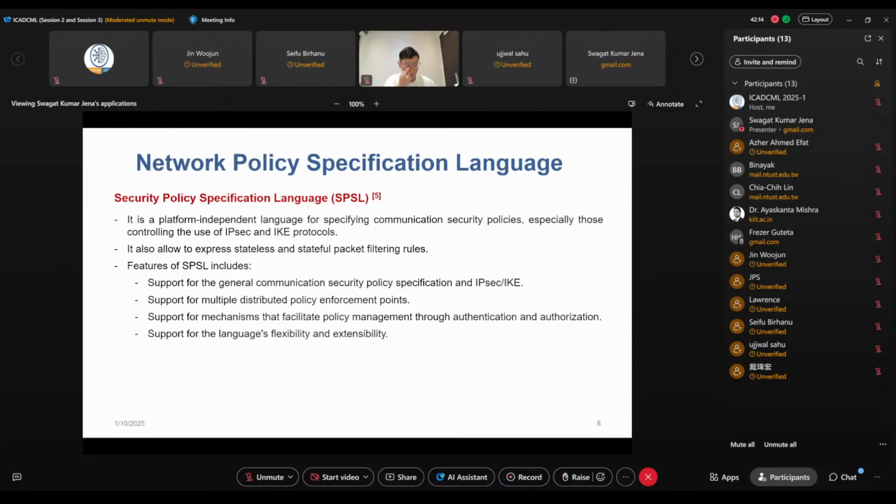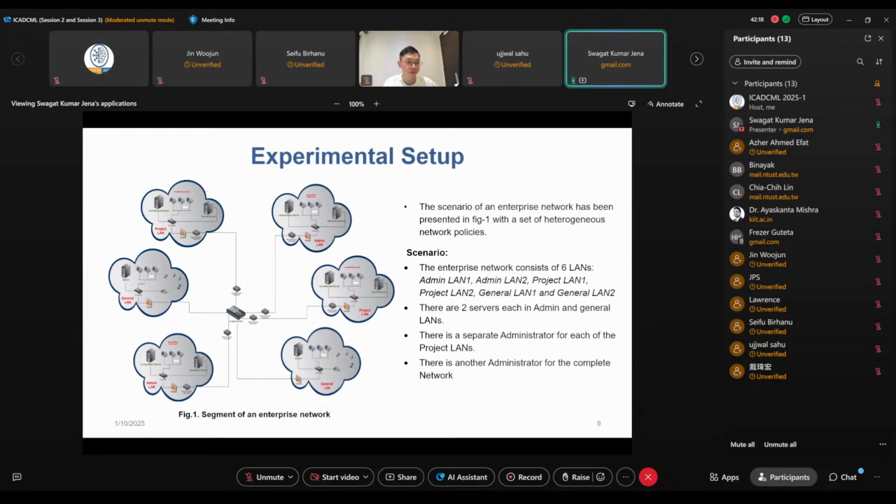So what we did is we did an experimental setup, and based on certain policies, we took some sample policies and tried to express those policies using these three languages. And finally, we did a comparative study of which language is more flexible to express the different policies.